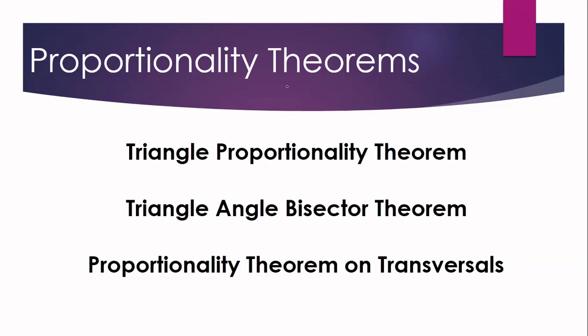Again, there are 3 proportionality theorems. We have number 1, the triangle proportionality theorem or the basic proportionality theorem. Number 2, the triangle angle bisector theorem. And then lastly, we have proportionality theorem on transversal. I hope you got everything here.